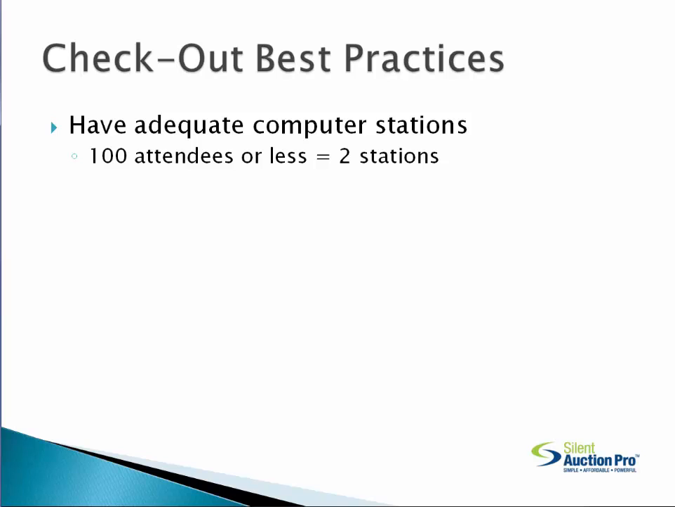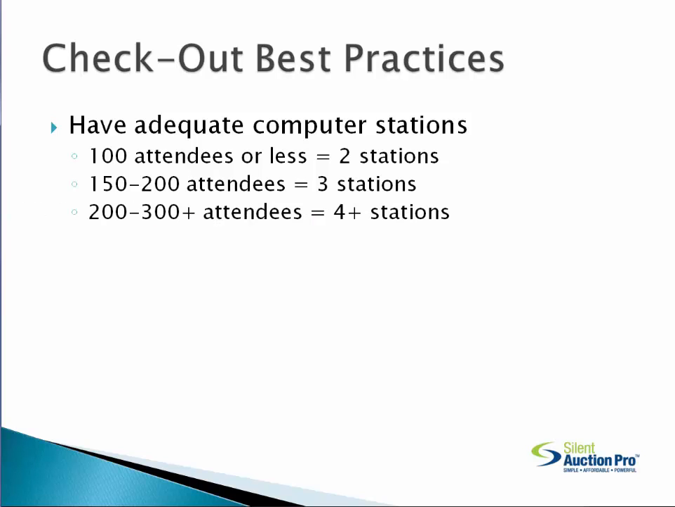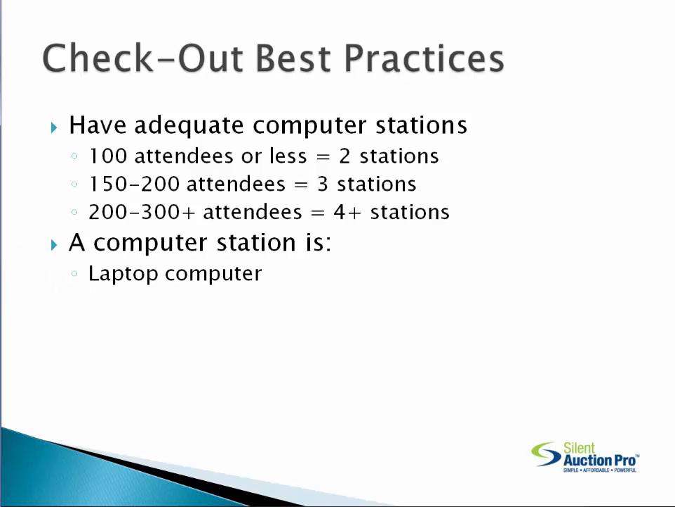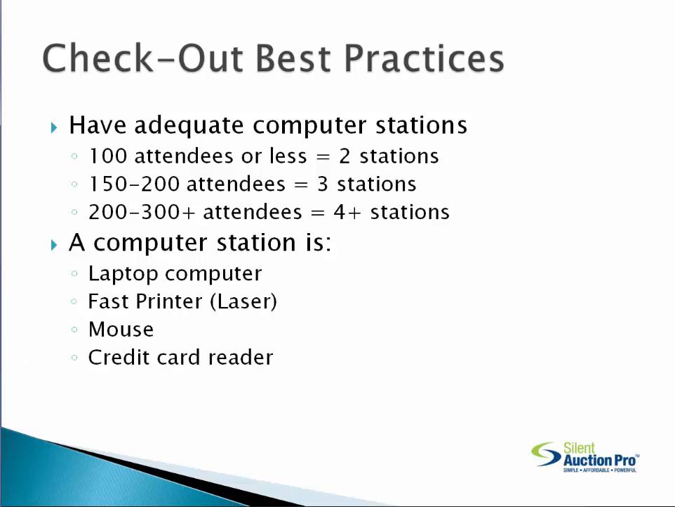We recommend a minimum of 2 stations for 100 attendees or less, add another station for 150 to 200 attendees, and then an additional station for each 100 attendees beyond that. A computer station is a laptop computer, a printer, ideally a fast printer like a laser printer, a mouse, a credit card reader, and then trained volunteer staff to run the computer.